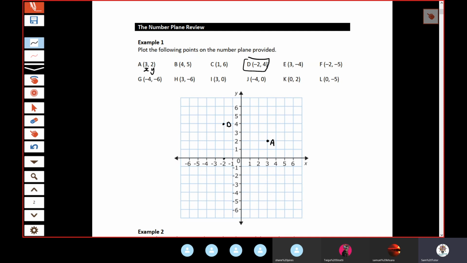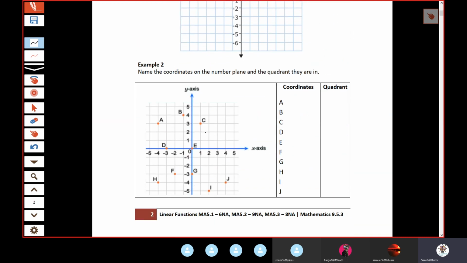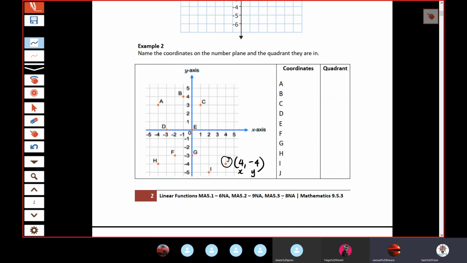Nice and simple. This won't be in your exam, but just so you know, you're going to get questions that are simple like that. And obviously vice versa, you've got to be able to read from a diagram and plot the coordinates. So we'll just do J. J has coordinates of x in the x direction of 4, and then in the y direction of negative 4. So J is x is 4, y is negative 4. All right, any questions at this stage? No questions. Perfect.